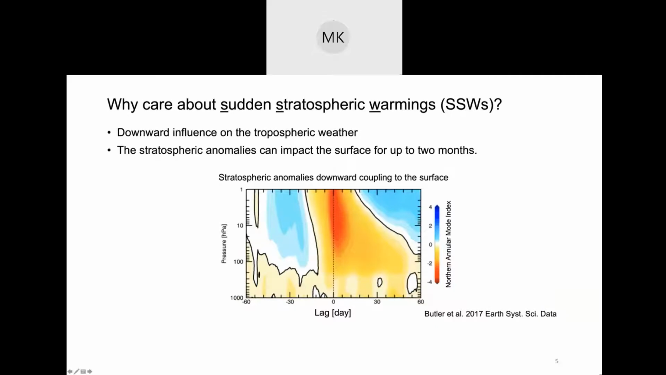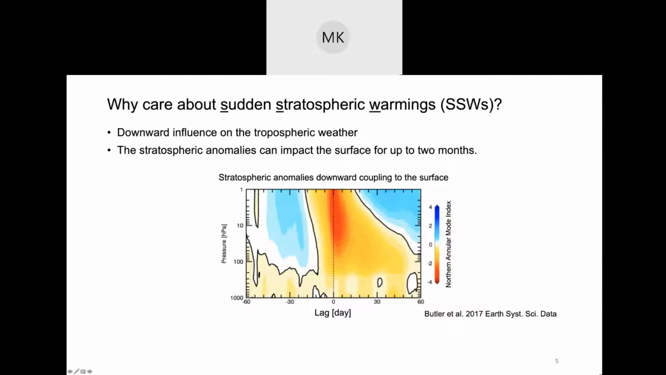Now the question is, why do we care about extreme events in the stratosphere? Because previous studies show that the stratospheric anomalies can propagate downward to the troposphere and influence the weather in the troposphere and at the surface. For example, this figure is from a study by Butler in 2017. It shows the stratospheric anomalies downward coupling to the surface.